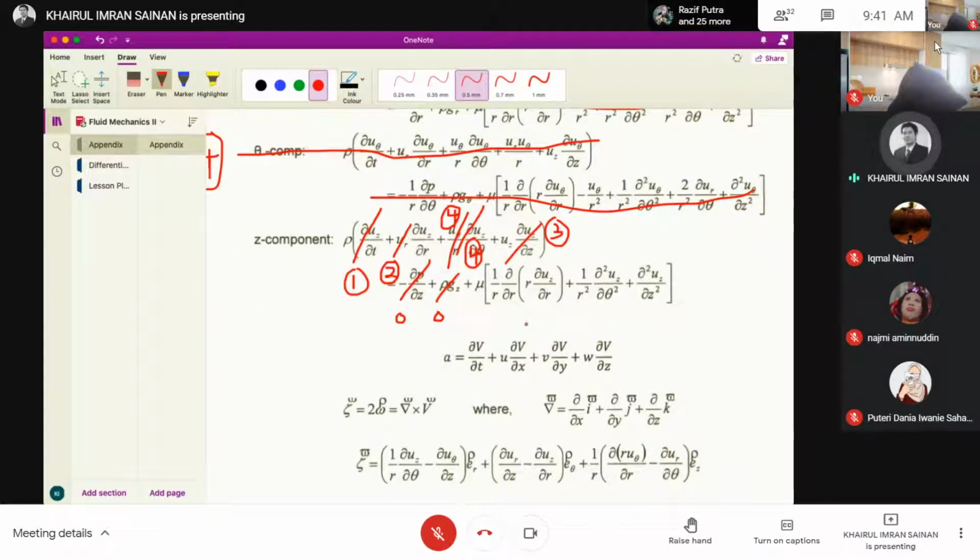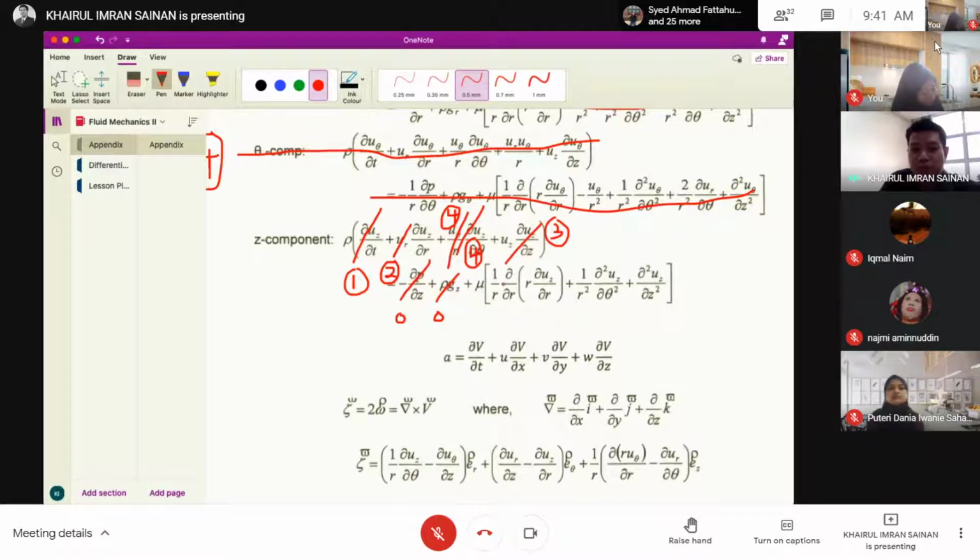Okay. Next, we analyze the shear term. How we are going to analyze the shear term is, take a look. Do not look at the 1 over r or 1 over r squared. The ones that we need to analyze are del Vz over del r, del Vz over del theta, del Vz over del z.